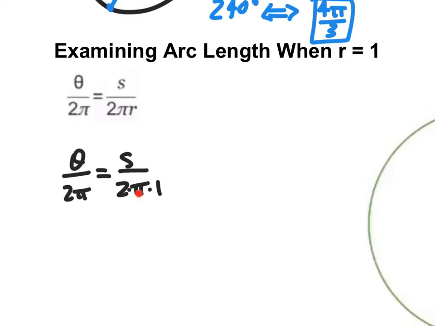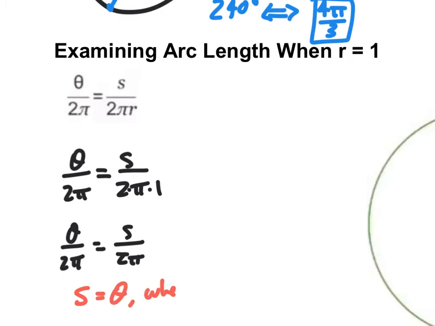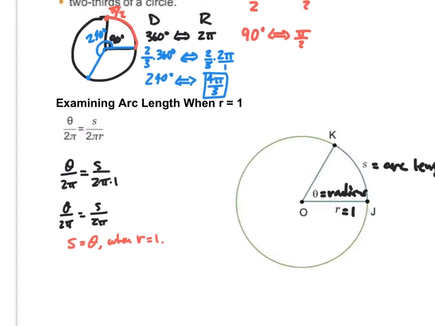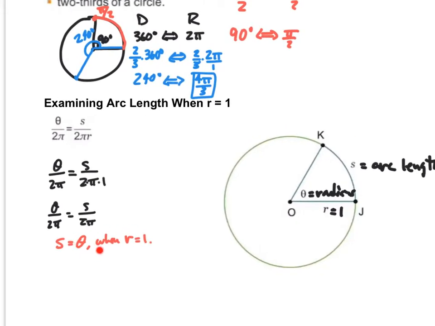So 2 times pi times 1 is just going to give me 2 pi. So I get theta over 2 pi is equal to our arc length s over 2 pi. Now if I have the same denominator here, I can set my numerators equal to each other. So my arc length s is equal to theta when your radius is equal to 1, which is pretty cool. And that's why we typically use a radius of 1 when we discuss what radians are and all that kind of stuff.